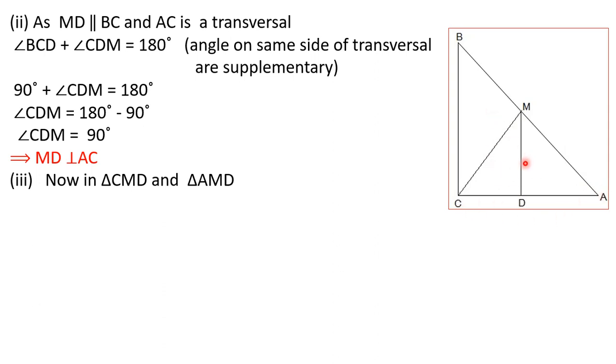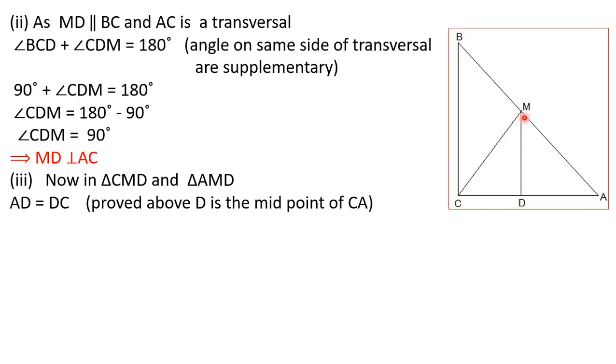Now let's talk about the third part, where we have to prove CM is equal to AM is equal to half of AB. For proving this, we will take two triangles. The first triangle is CMD and the second triangle is AMD. Now we will prove these two triangles are congruent. For this, by the first part, which we have proved, D is the midpoint. So by the first part, we can say CD is equal to AD. Correct?